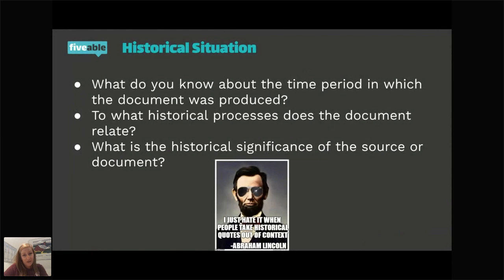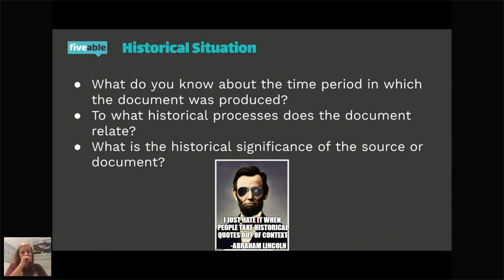When we're looking at a document, it's going to tell us a year, and that's helpful if we know something about history and we know what's going on at some periods of time. And so while yes, it is possible to write a DBQ essay without learning any history, you're probably not going to get the source point. So when we're looking at historical situation, we're looking at the time period. And what do we know about the time period in which this document was produced? What does the document demonstrate about the historical situation of that time?